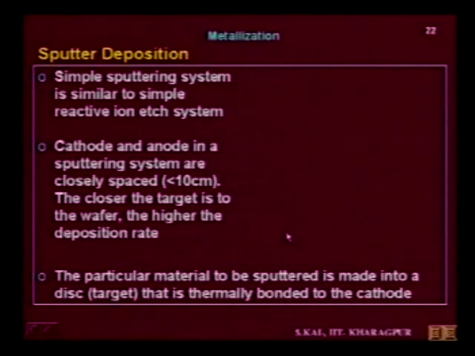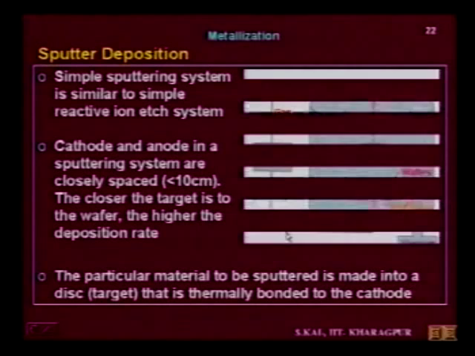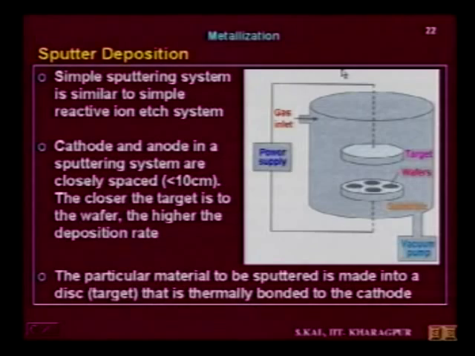A simple system is shown here, the sputter deposition system. A simple sputter deposition system is similar to a simple reactive ion etch system. Already we have discussed the reactive ion etch system in the dry etching classes. Here you can see this is the target and this is the substrate holder. Wafers are kept on the substrate holder and a high voltage is applied at the target with respect to the wafers.